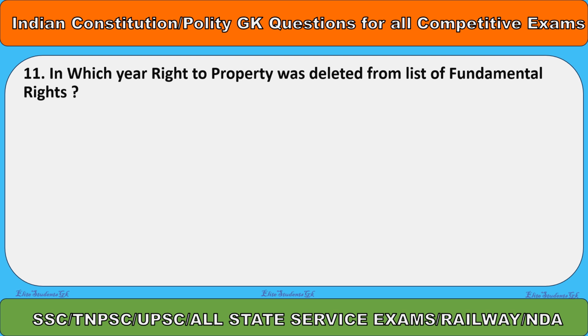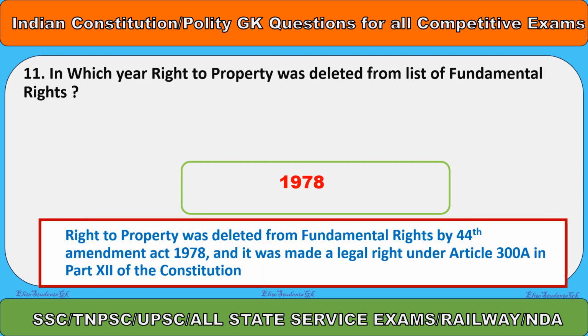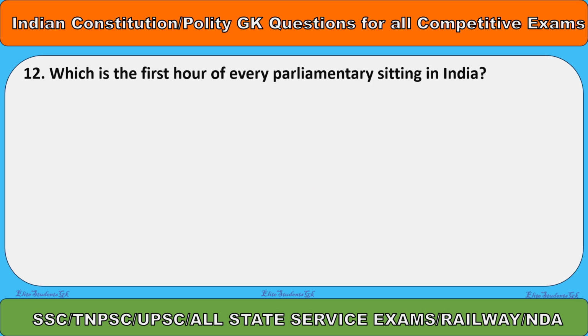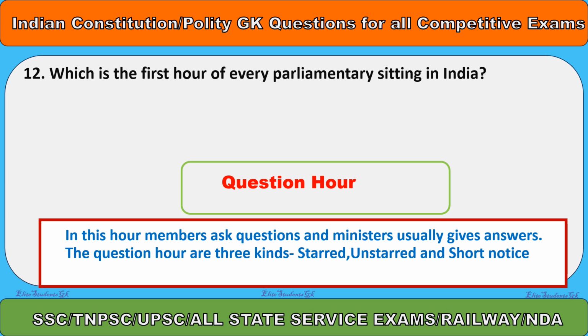In which year was the right to property deleted from the list of fundamental rights? 1978. The right to property was deleted from fundamental rights by the 44th Amendment Act 1978, and it was made a legal right under Article 300A in Part 12 of the Constitution. Which is the first hour of every parliamentary sitting in India? Question Hour. In this hour, members ask questions and ministers usually give answers. Question Hour is of three kinds: starred, unstarred, and short notice.